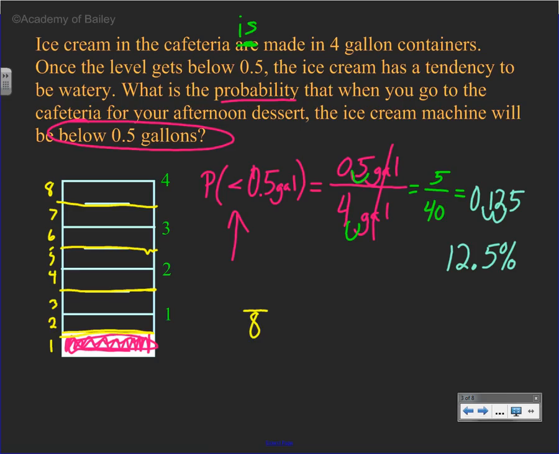There are 8 total parts, and if we're trying to find the probability of less than half a gallon, how many parts is that? Well, that would be 1 part, and that's 1 over 8. So that's also 0.125. And if you would have reduced 5 over 40 by 5, you would have gotten 1 over 8. So there's 2 different ways to think about this problem. Let's move on.